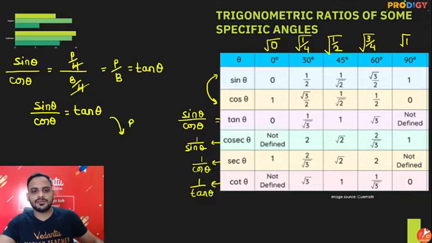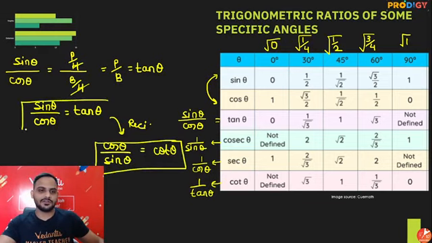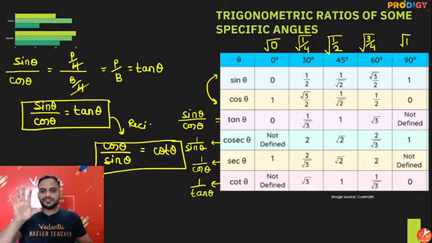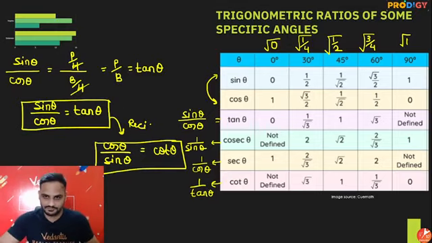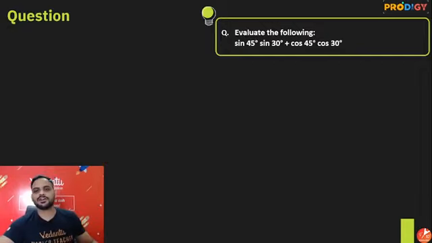And if I reciprocate on both the sides, so here I will get cos theta upon sin theta, and here I will get 1 upon tan theta, which is nothing but cot theta. So these two relations also you can remember. So this table you need to remember now, because it will be very useful. Okay, now let's look at the question.